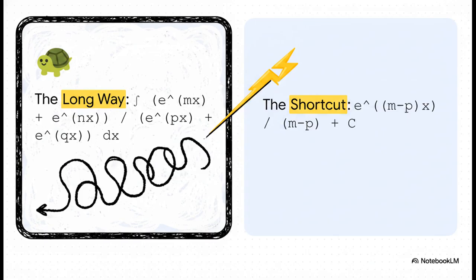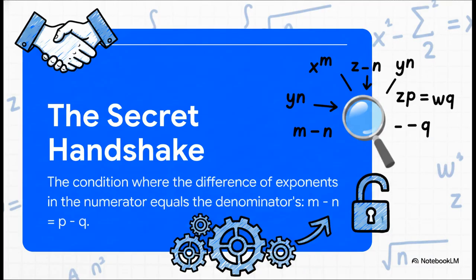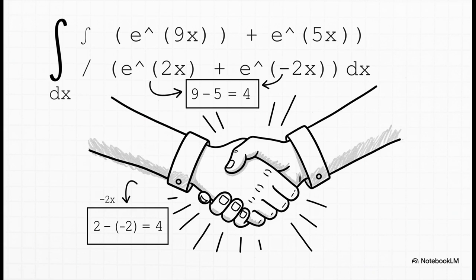I know it seems way too simple to be true, but this shortcut works every single time if a very special condition is met. And here it is. This is the condition. This is what I call the secret handshake. Before you do a single bit of math, you just check the exponents. If the difference between the exponents up top, that's m minus n, is exactly equal to the difference down below, p minus q, then you're in. The shortcut is unlocked. Let's see it in action.